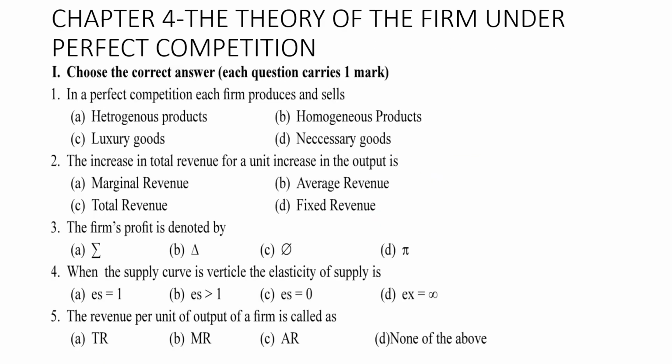Chapter 4, the theory of firm under perfect competition. So here first question, in a perfect competition each firm produces and sells dash. So in perfect competition, firms are selling homogeneous products. Okay, so option B is your correct answer, homogeneous, which means similar products.